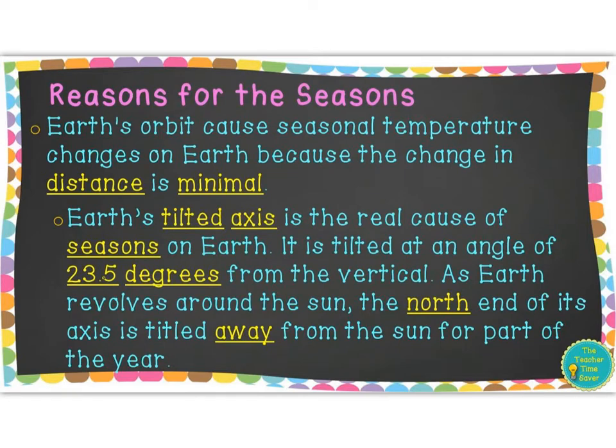Reasons for the seasons. Why is it that we have different seasons here on Earth? It really doesn't have to do with how far Earth is from the sun. It actually has a lot to do with how Earth is tilted on its axis. We learned that before. The actual tilt is 23.5 degrees. This is what causes our seasons.